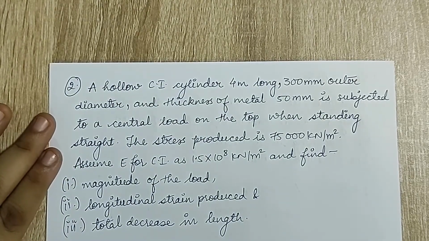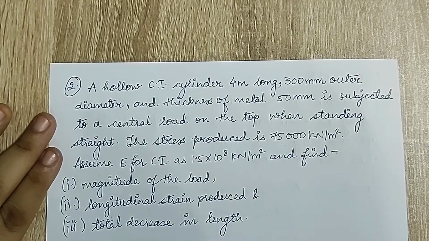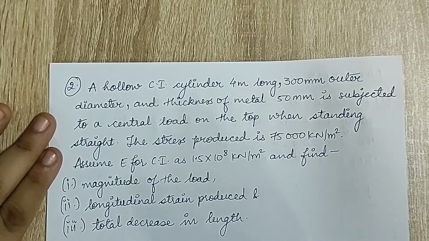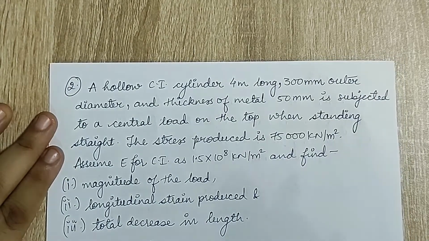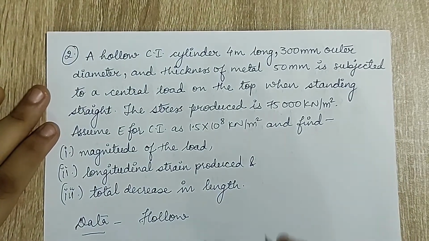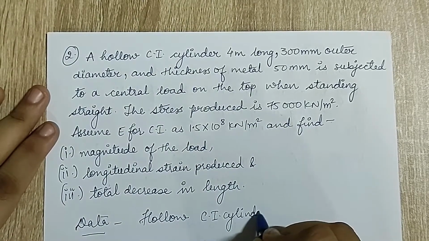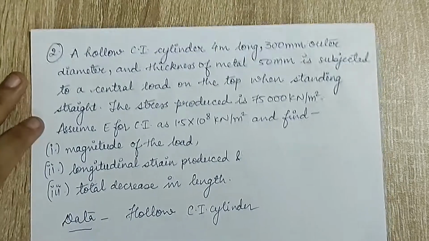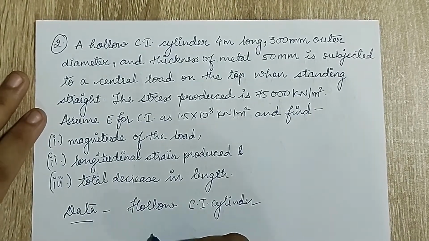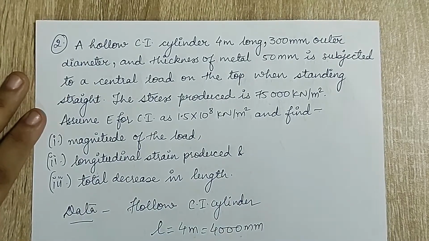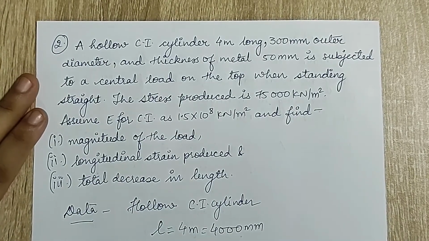A hollow CI cylinder 4 meter long. So my data starts with hollow CI cylinder 4 meter long. So I'll write the length L as 4 meter, which becomes 4000 mm, 300 mm outer diameter.